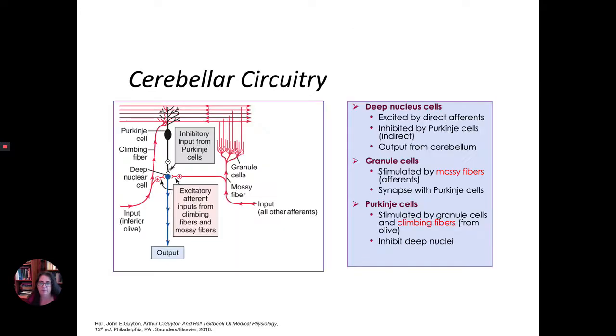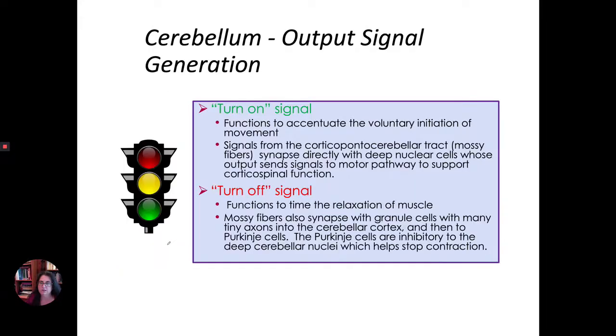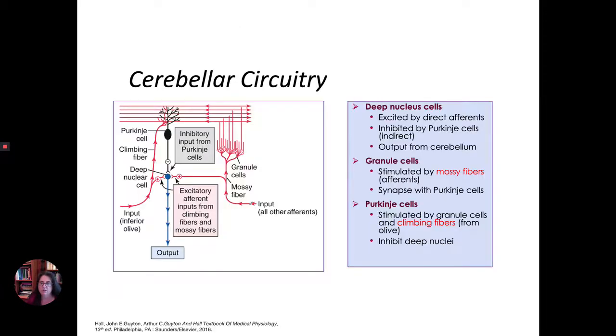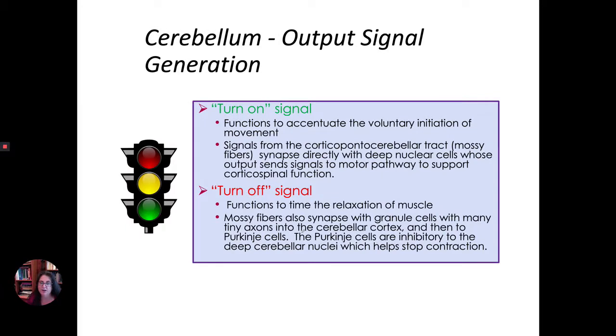So let's just back up for that in a minute. So this is corticopontocerebellar mossy fiber. That will accentuate this output, and that will be synergistic with or excitatory with an onset of movement. The turn-off signal, however, functions to help time when that muscle relaxes. So mossy fibers also synapse with those granular cells with those tiny little projections, which we just said over here, and goes around the other way, activates the Purkinje cells to inhibit, and that will turn it back off again. So this will stop or help to suppress the contraction. So you have a timing function here, turn on, then turn off.